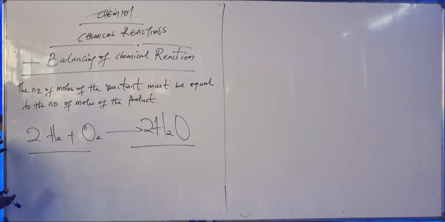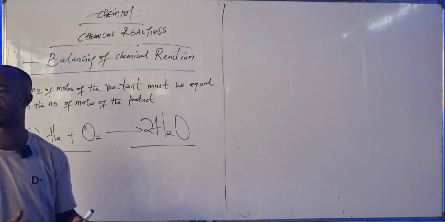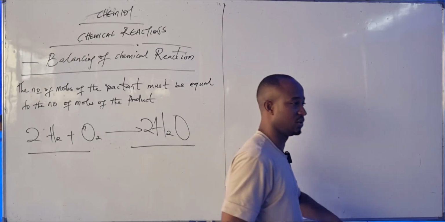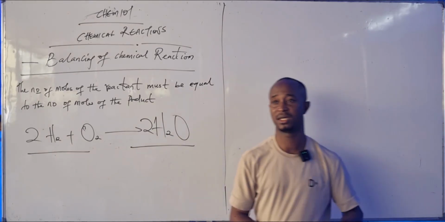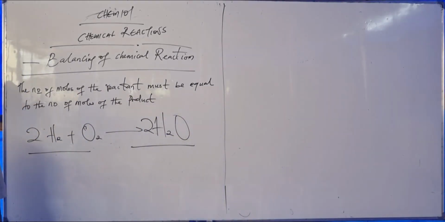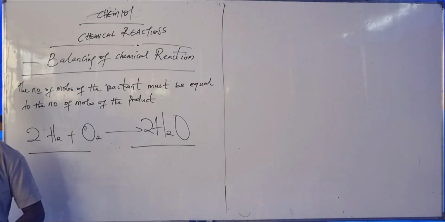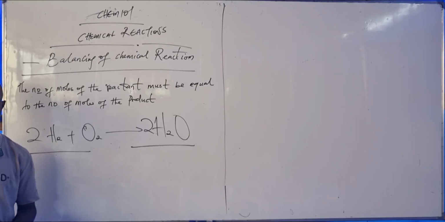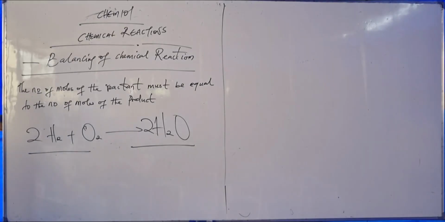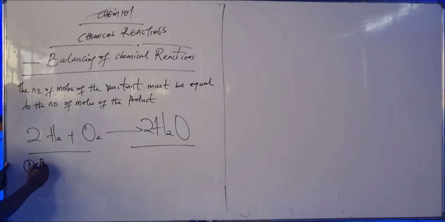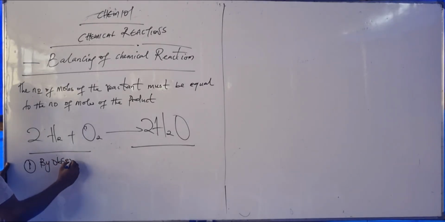But we call this a method. Methods used in balancing a chemical equation or chemical reaction. Number 1, by observation.